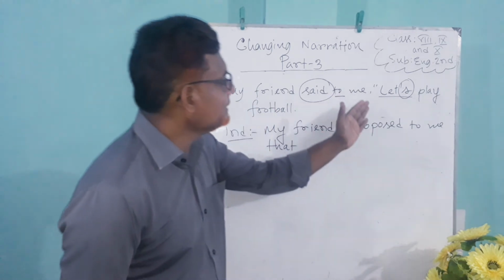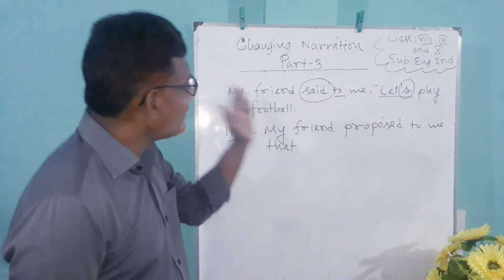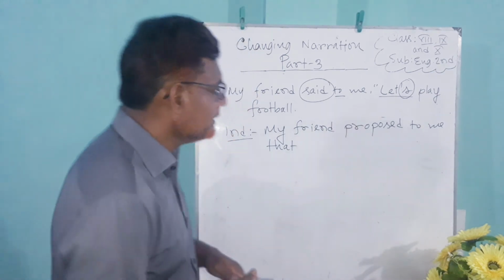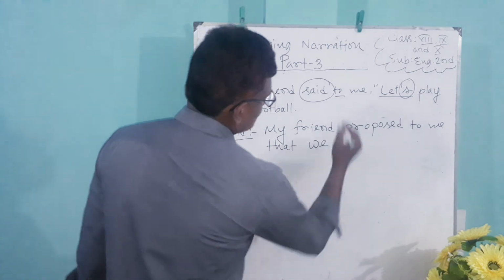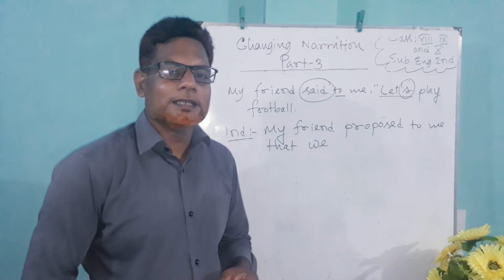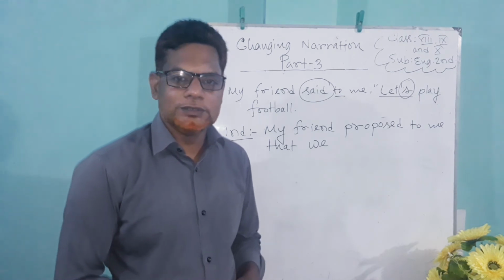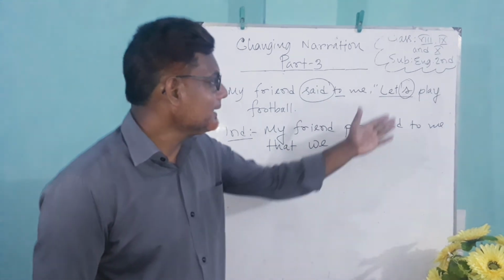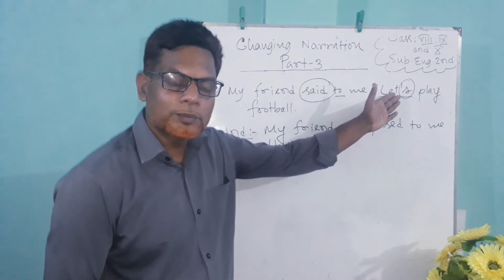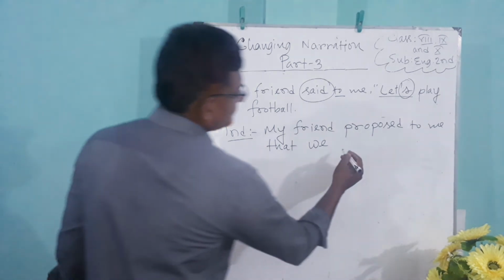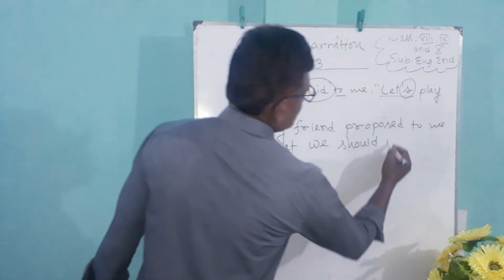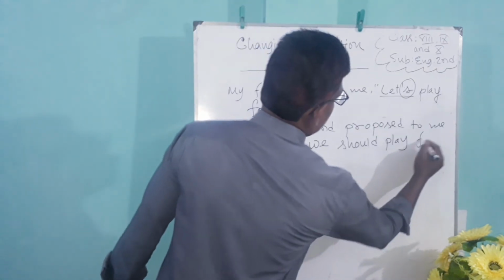My friend said to me, let's play football. My friend and me. My friend plus me is equal to we. So we can use we here as a subject. And let will be eliminated because we know very well in a statement let will not be used. You have to write the subject. Then as I told you, this sentence is denoting proposal. That's why we will use should here. Then the rest of the words, play football.